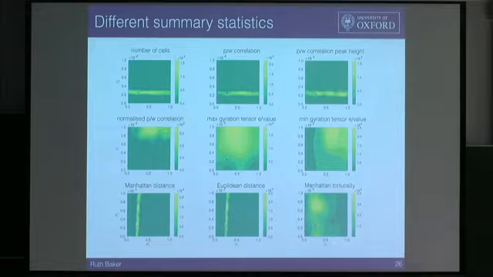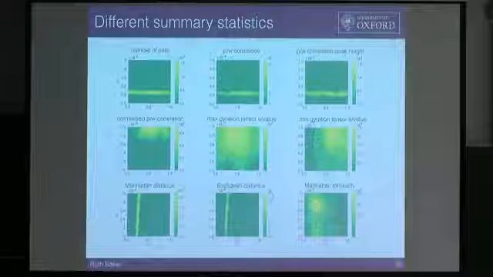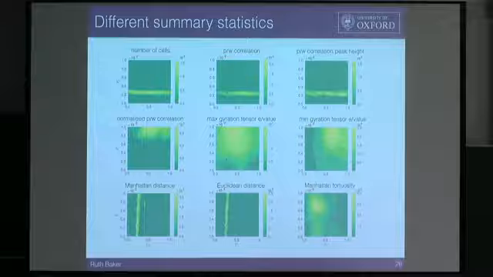And then I can repeat this for a whole load of different summary statistics. I can look at the pairwise correlation, and you can see that I don't really gain any more information from doing that. You can look at normalized pairwise correlations, the peak height of the correlation, the gyration tensor's maximum and minimum eigenvalues. It just turns out that if you actually want to be able to say anything about what the motility parameter is in this context, you really have to track cells and look at either their displacement in the Manhattan sense on the grid or in the Euclidean sense. And one of those does a fairly good job.